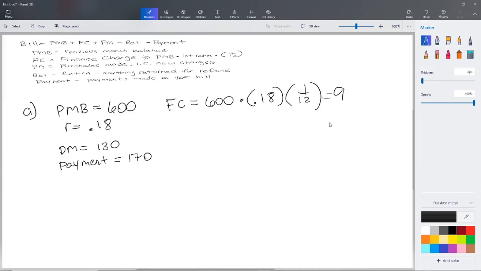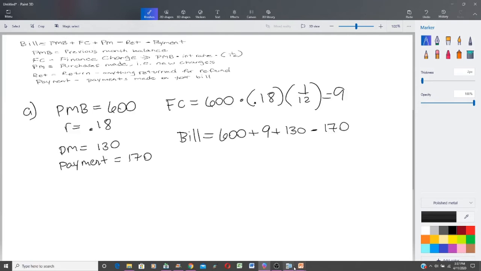All right, so now our bill. Let's look at our bill here. Our bill is going to be the previous month's balance, $600, plus the finance charge, $9. We just figured that one out. Plus the purchases made, we bought some ski boots for $130. We didn't have any returns, nothing we brought back for money. We did send in a payment of $170. So set it up. We got our 600 plus 9 plus 130 minus 170.